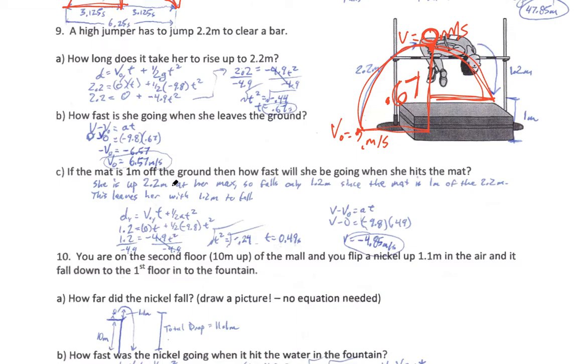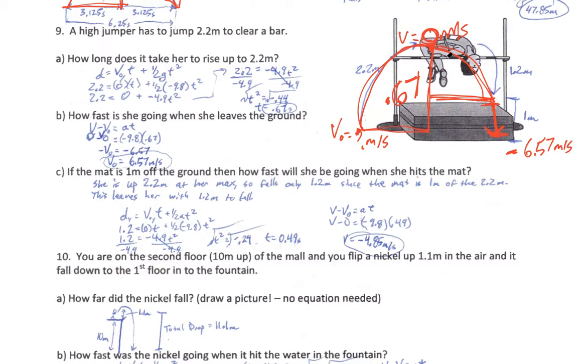6.57 meters per second. All right, so with C, the mat is 1 meter off the ground. How fast will she be going when she hits the mat? It would seem like, well, if she's going up at 6.57 meters per second, isn't she going to be coming down and her final speed be at 6.57 meters per second? Well, if there was no mat, that would suck. But if there was no mat, then she would be at negative 6.57 meters per second.